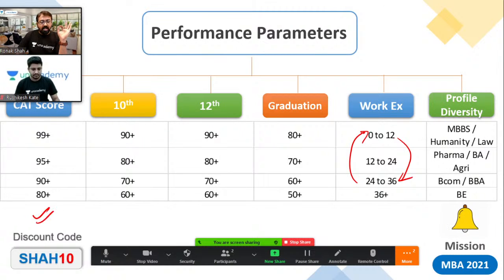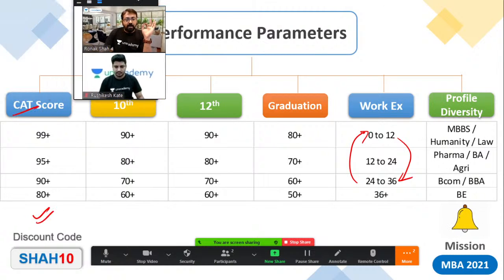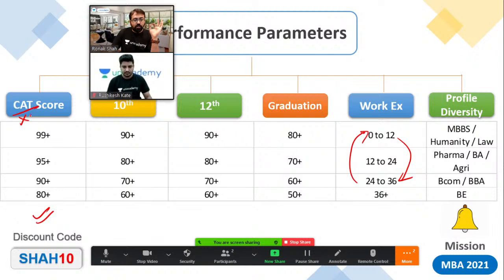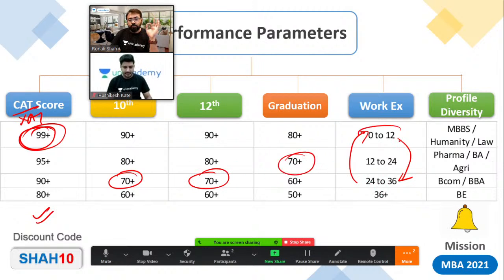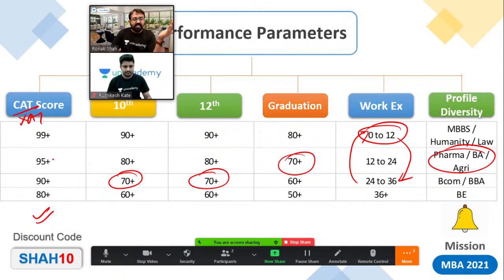Either your entrance exam score should be good. For example, if we talk about CAT or XAT, if you are scoring 99+ over here, but you have something like 70 in graduation, and suppose you are a fresher, but you have some diversity of background, again that will be considered a good profile. Or, instead of 99, say you have scored 95+ percentile, and you have got 90 in 10th and 12th, and again you have some background diversity, it will be considered a good profile.